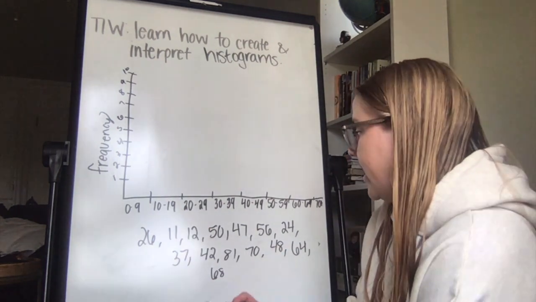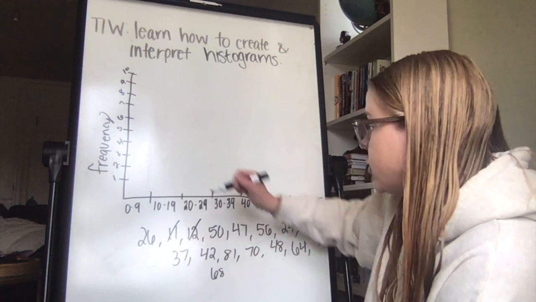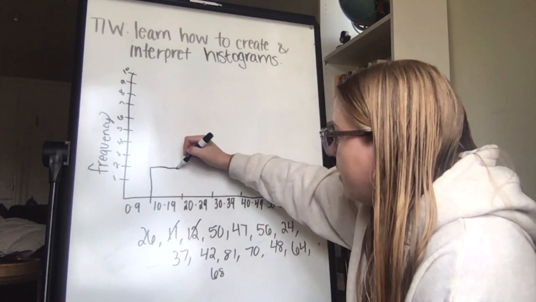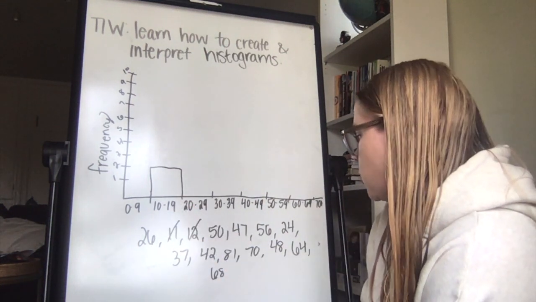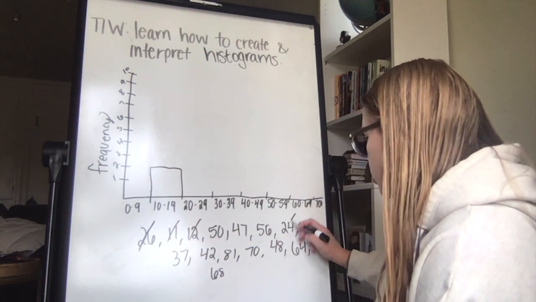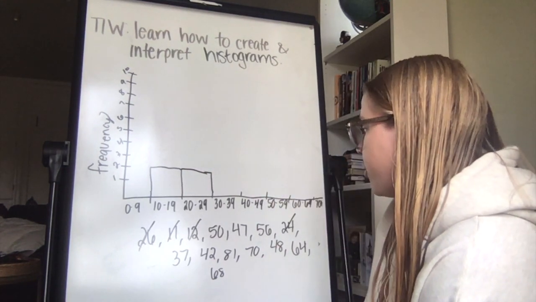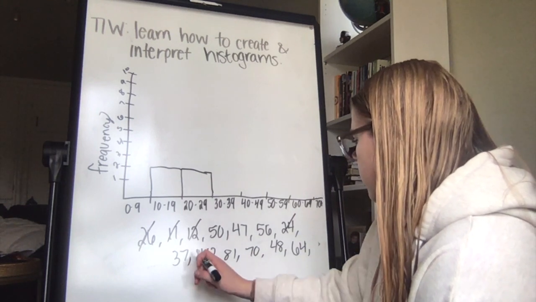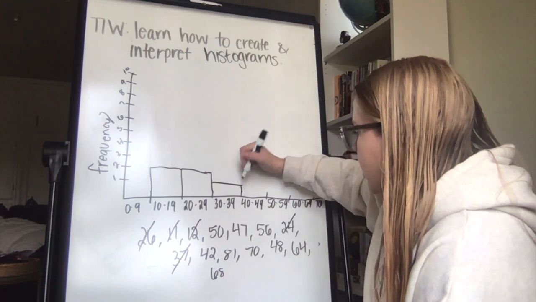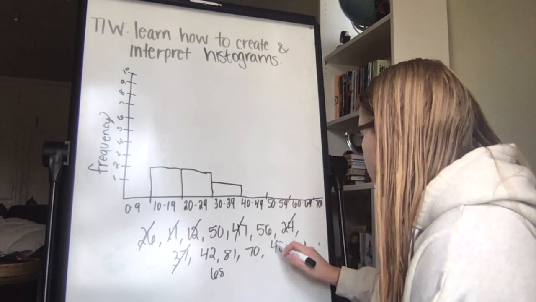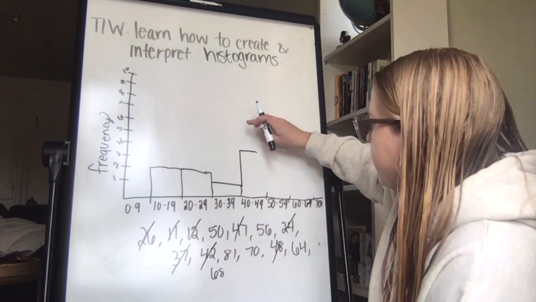How many people are between 10 and 19? Let's see. 1, 2. Okay, 2. So this column would go up to 2. How many people are between 20 and 29? Let's see. 1, 2. Oh, okay, again, 2. Wow, I didn't really space this out very well, did I? How many people are between 30 and 39? Let's see. 1. So that would be a 1. How many people are between 40 to 49? 1, 2, 3. So this one would go up to 3. Oh, that looks closer to 4.